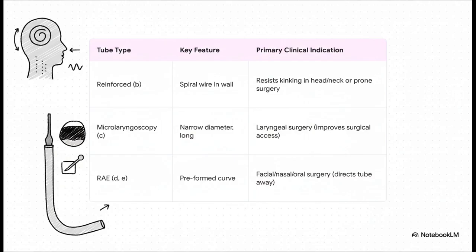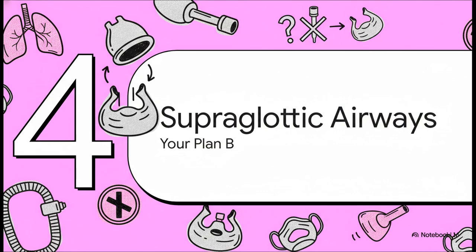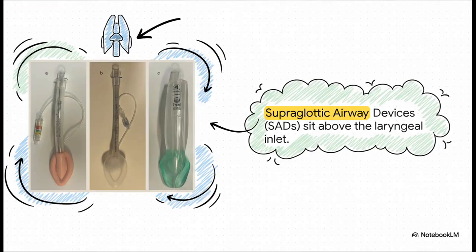facial surgery. Okay, so what if intubation isn't the main goal? Or what if you need a really solid backup plan, a plan B? Well, that's where Supraglottic Airway Devices, or SADs, come in. Just like the name says, these things sit above the glottis. They don't pass through the vocal cords. Instead, they create a seal around the top of the larynx. And they come in different styles.